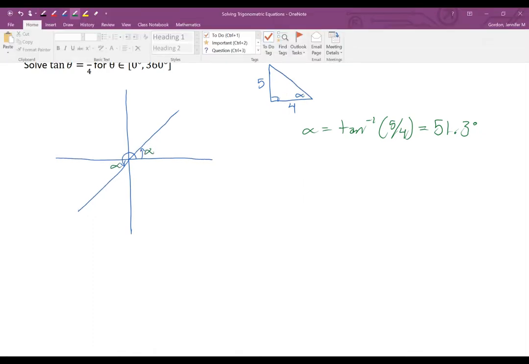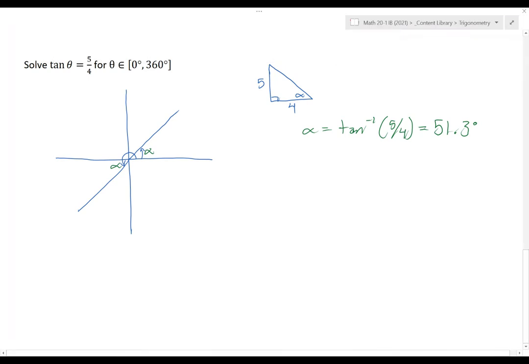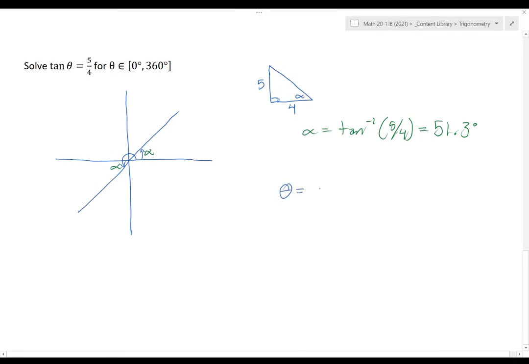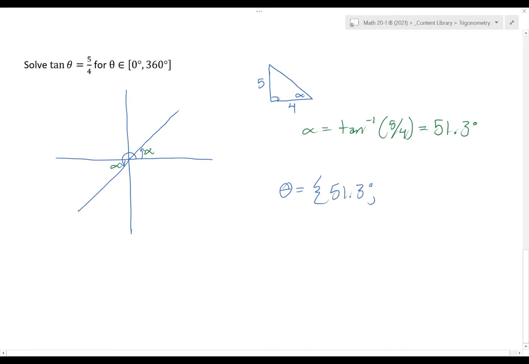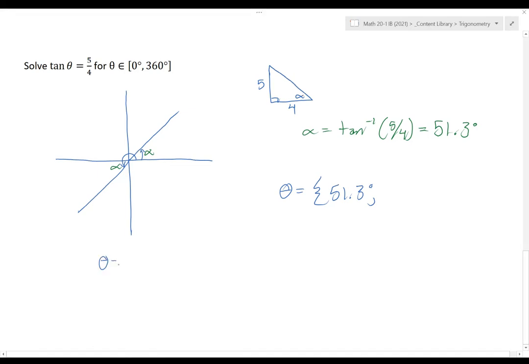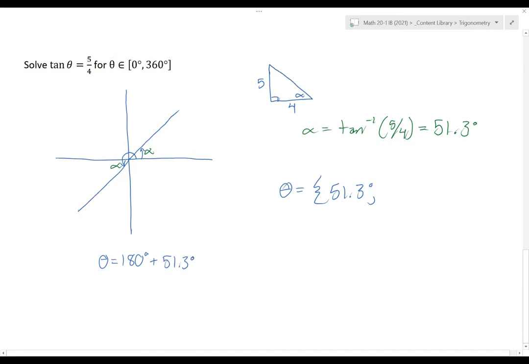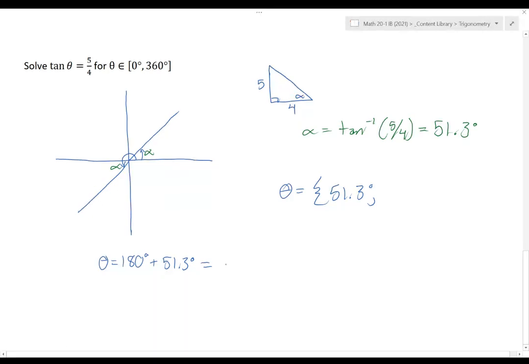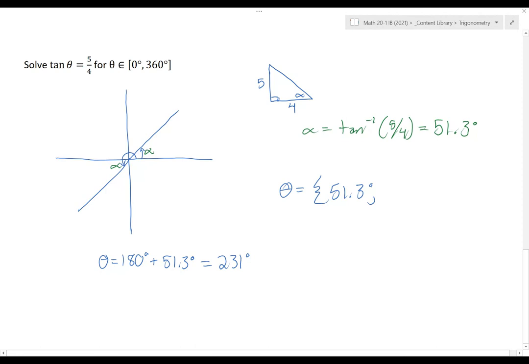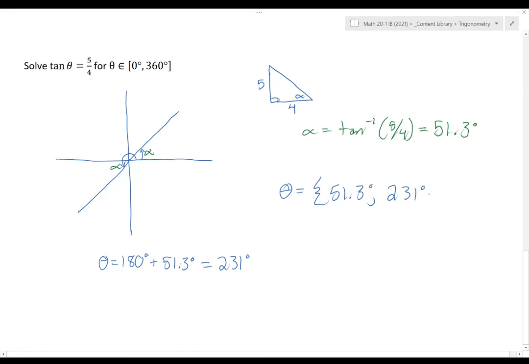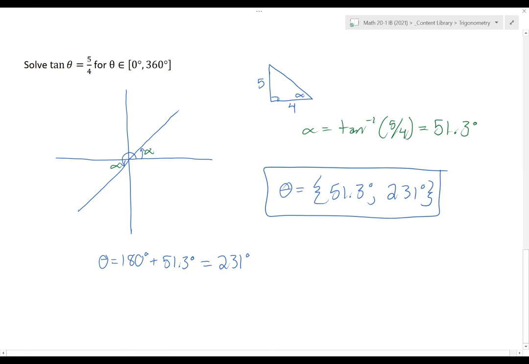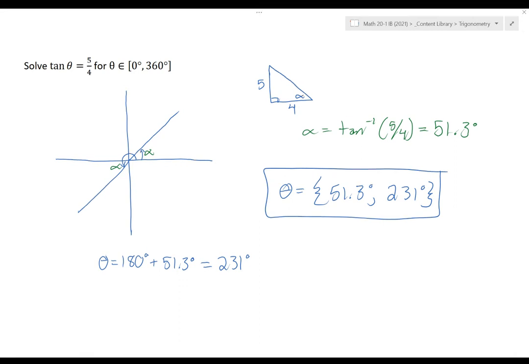In this case, because theta is in quadrant 1, alpha actually is one of the solutions. So theta can be 51.3 degrees. But I also have the quadrant 3 situation, and quadrant 3 is 180 degrees plus alpha, so plus the 51.3 degrees. So again, rounding to 3 significant digits, I lose the decimal place here, so I have 231 degrees. So 231 is my other possible answer, giving me 2 possible angles within that rotation. As a general rule, you're going to find 2 solutions within a single rotation.